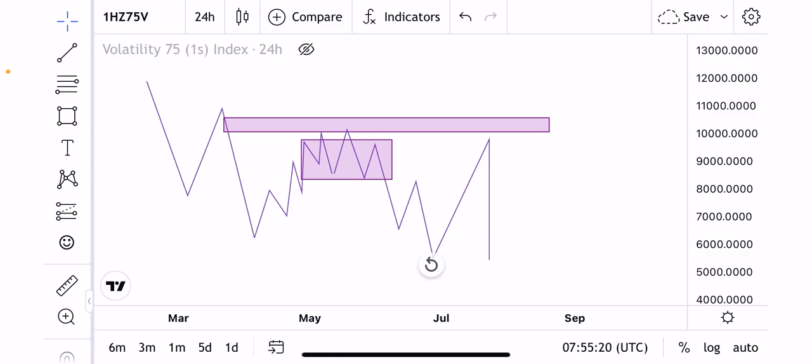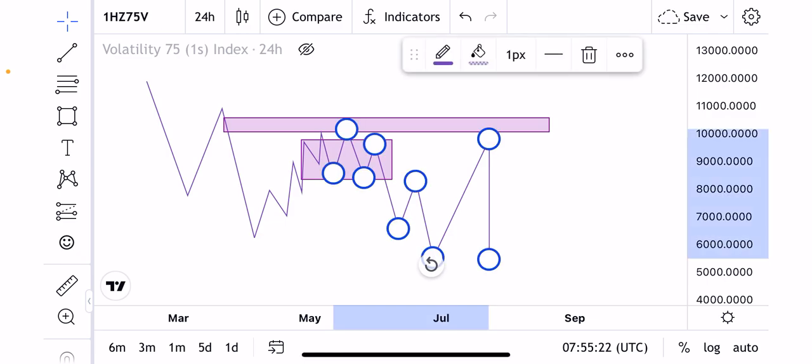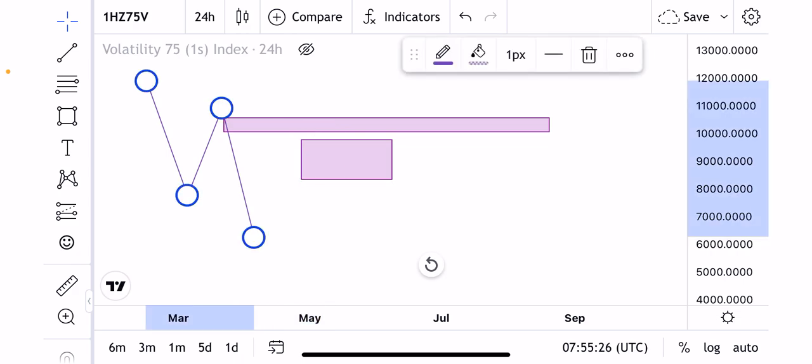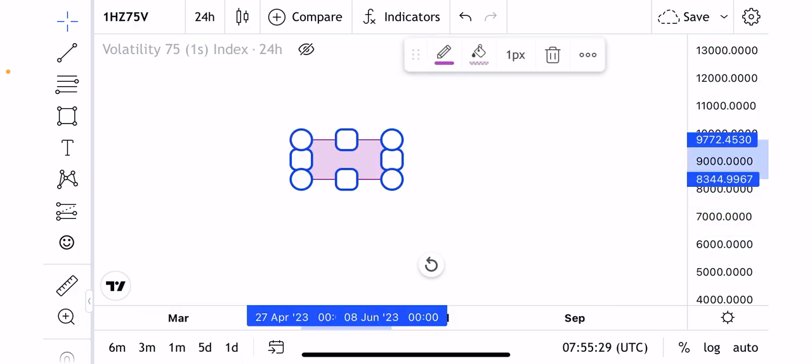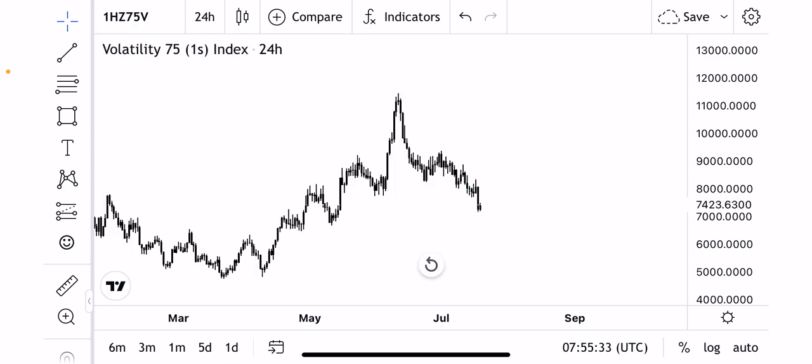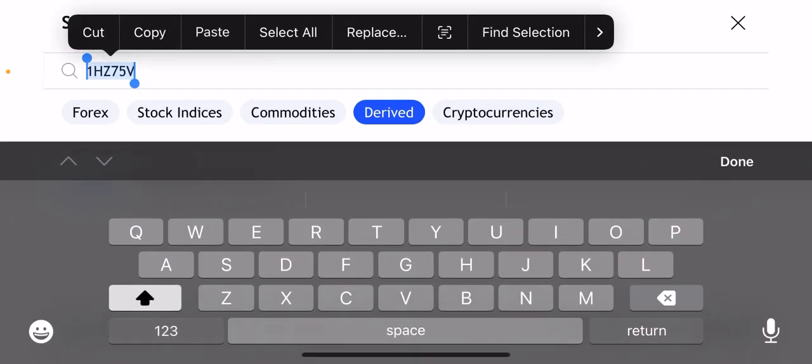I saw something like this on Volatility 25, and I think I need to show you guys so you can understand what I mean. So let's go to chart. Okay. Volatility 25.